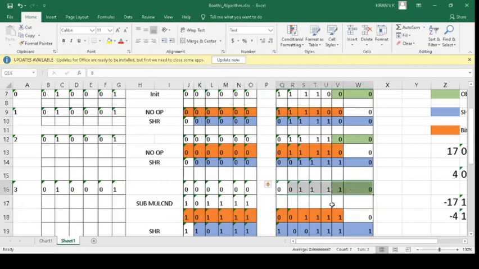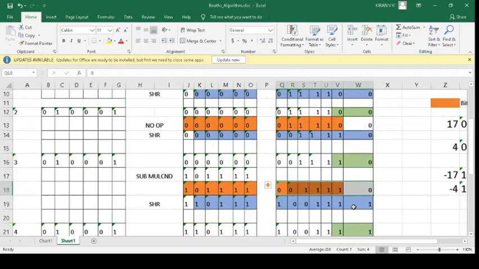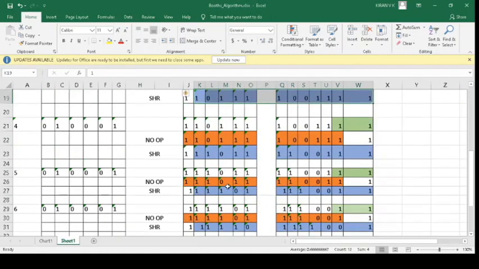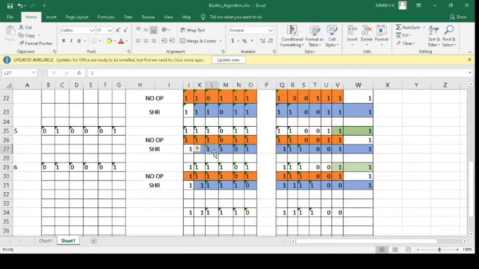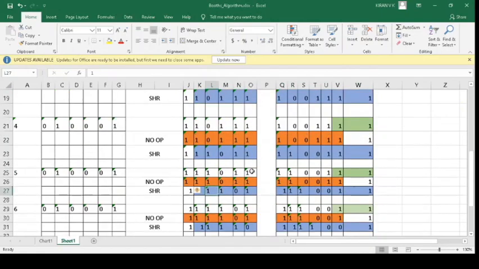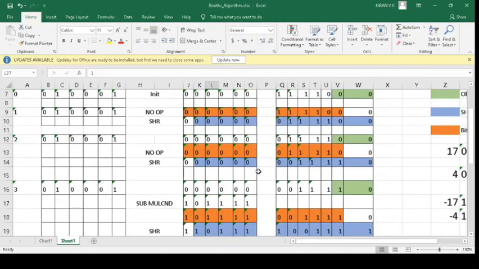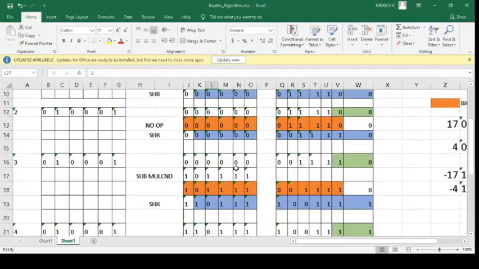So this entire sequence of bits we are going to shift right as per our pattern of Booth's algorithm. So the shifting happens, and then we have a new Booth bit. So we are at the end of stage 3.